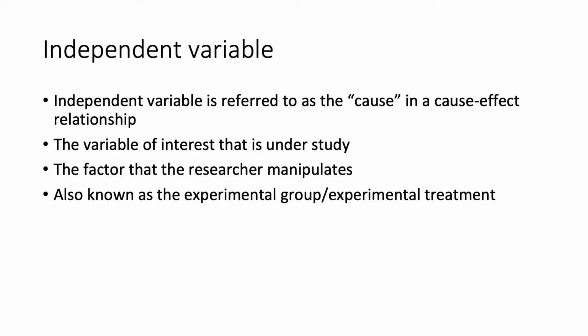So remember, in Chapter 1, we looked at two different variables, the independent variable and the dependent variable. When we look at the independent variable, this is often referred to as the cause in a cause-effect relationship. Another way that we can think about the independent variable is that it's the variable of interest, or what is driving the reason for the research study that you are conducting. The independent variable is also what the researchers want to manipulate in a research study.